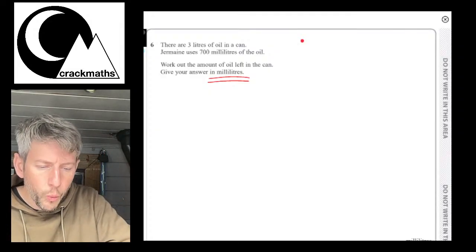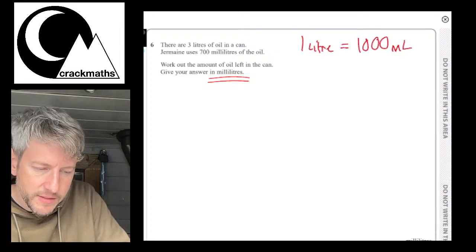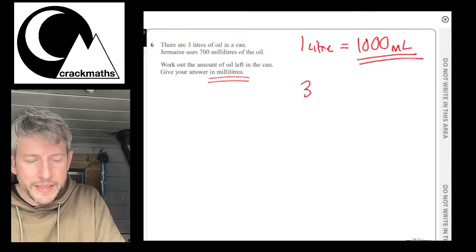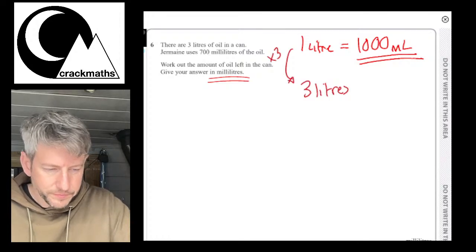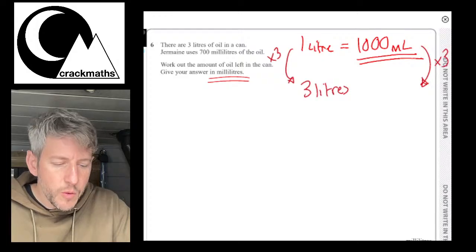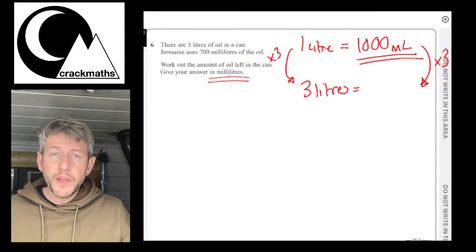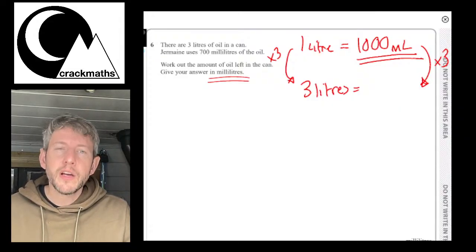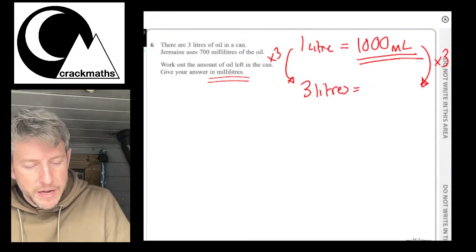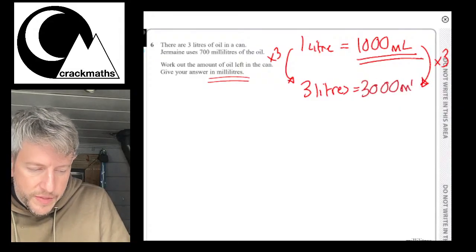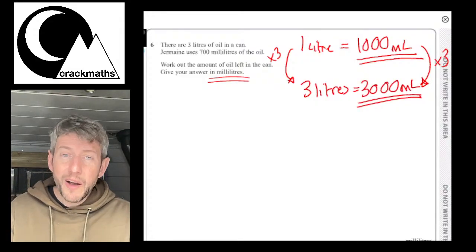So 1 litre equals 1,000 millilitres. Okay, so if I've got 3 litres, well, that is 3 lots of 1 litre. So I'm going to have to times this 1,000 by 3. Now, the way that we can do it is we can kind of listen to it when we say it. So 1 times 3 is 3. 1,000 times 3 would be 3,000. Okay, so here we go. So that is 3,000 millilitres.